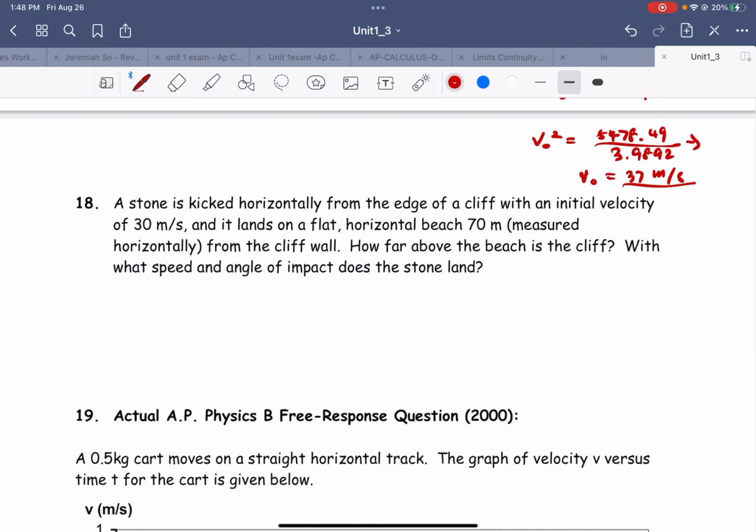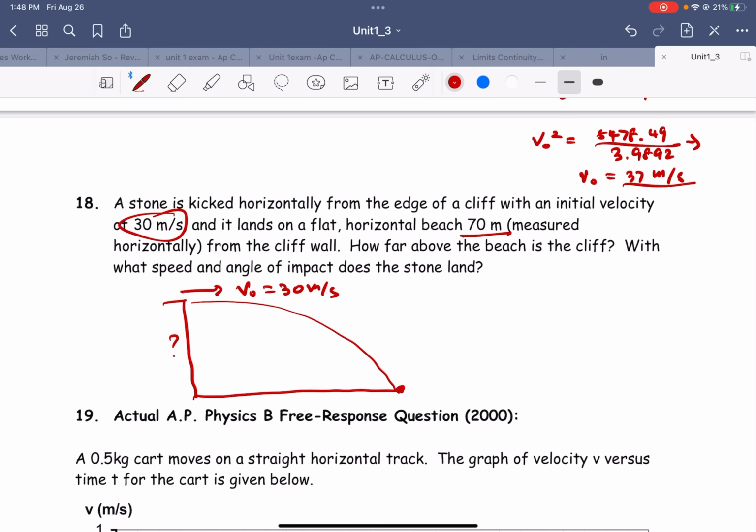Now, a stone is kicked horizontally from the edge of a cliff with initial velocity 30, and it lands on a flat horizontal beach 70 meters from the cliff wall. How far above the beach is the cliff? So they ask you, what is the height of the cliff? It's kicked horizontally at 30 meters per second, and then it lands on a flat horizontal beach 70 meters away. So when it hits the ground, it's 70 meters. That's the situation you have so far.